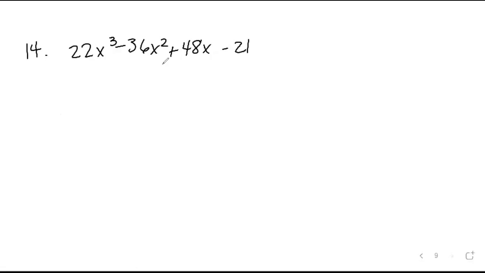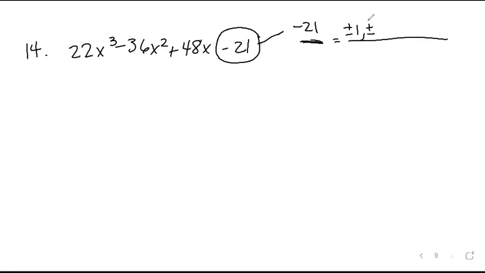So there was a theory that said basically if you wrote down all the factors of negative 21. What are factors of negative 21? Plus or minus 1 would go into 21. Positive 3 and negative 3 will go into 21. Positive 7 and negative 7 will go into 21. Positive and negative 21 will go into 21.